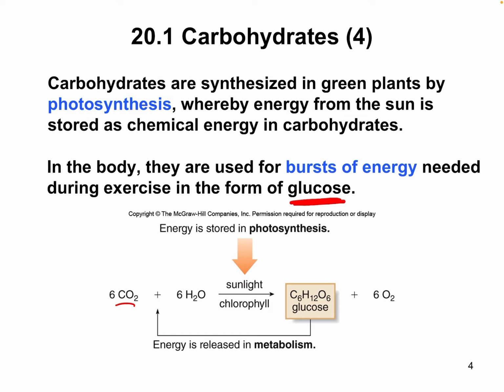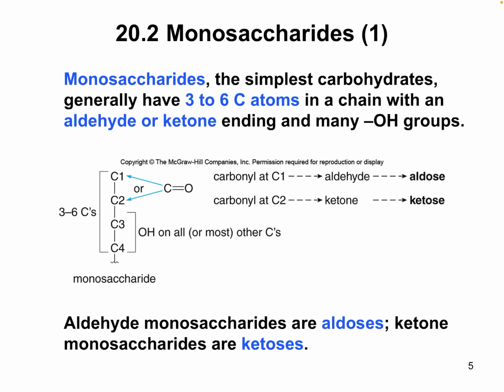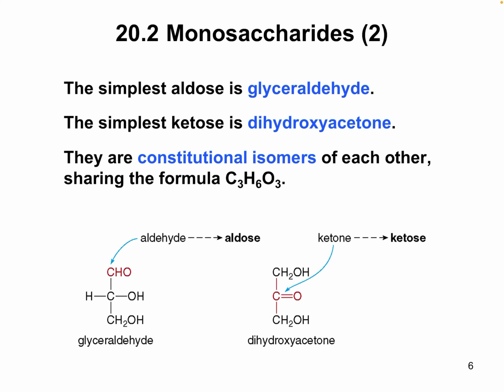So monosaccharides normally have 3 to 6 carbon atoms. There are some that are longer than 6, and they have an aldehyde or ketone and lots of OH groups on them. All right. Now, very importantly, you should know what we call monosaccharides that have an aldehyde functional group. We call those aldoses, and monosaccharides with a ketone functional group are ketoses. You sometimes call them aldose sugars or ketose sugars, depending on whether they contain an aldehyde or a ketone functional group.